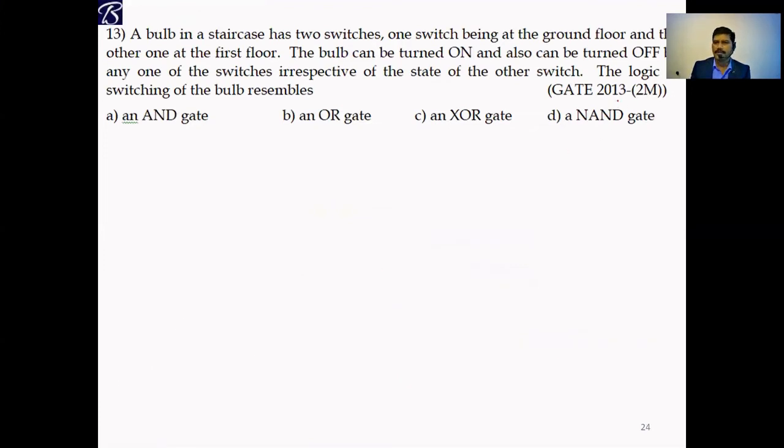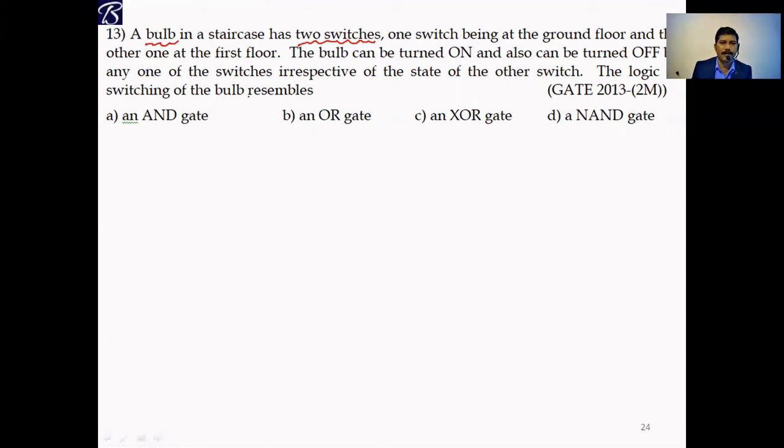This question was asked in GATE 2013 for 2 marks. Here it is very simple. A bulb in the staircase has 2 switches. One bulb is there, 2 switches are there. One switch is at the ground floor and the other at the first floor. The bulb can be turned on and also turned off by any one of the switches, irrespective of the state of the other switch.